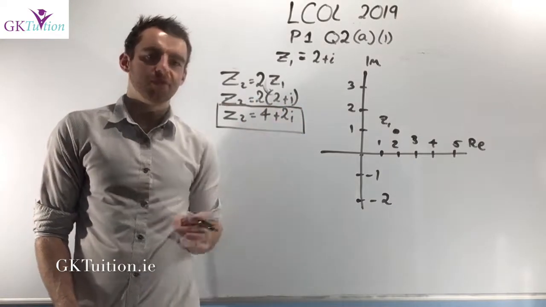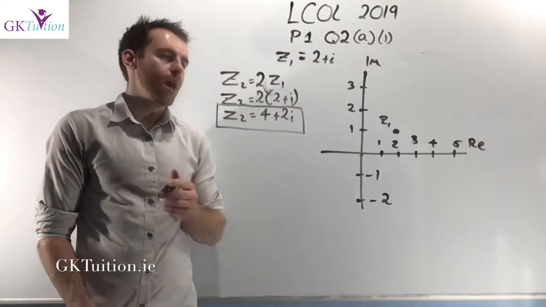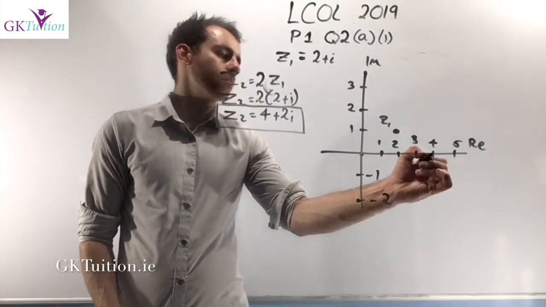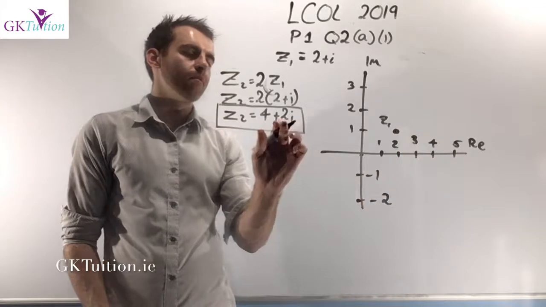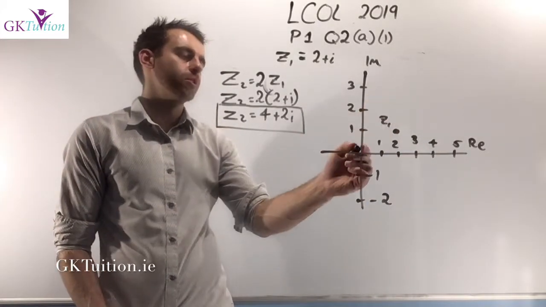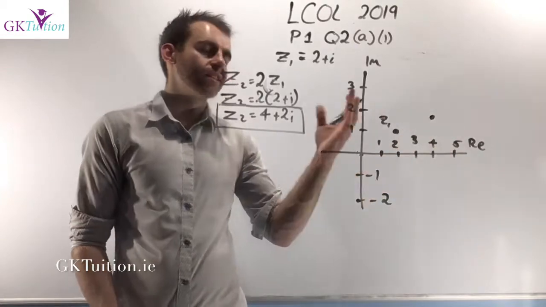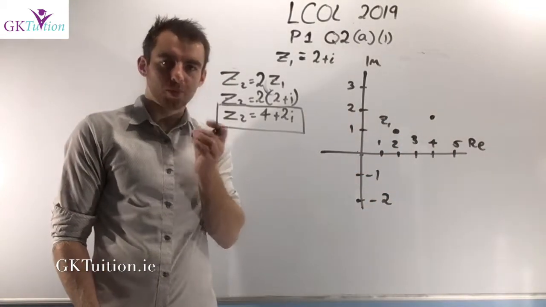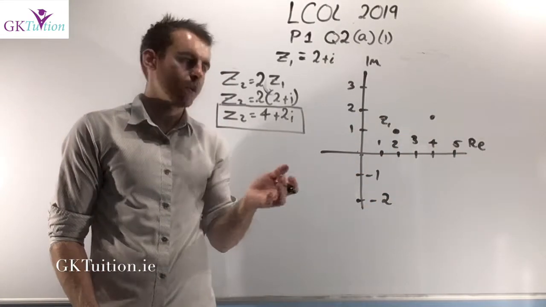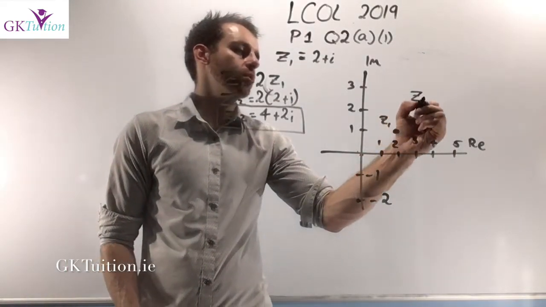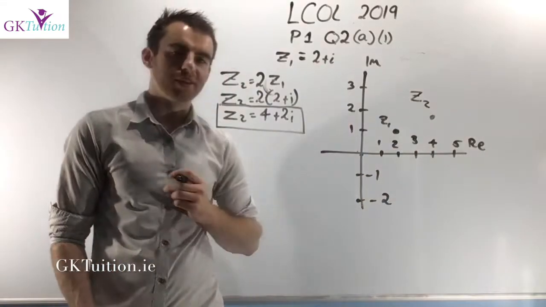Obviously that is part of your answer because it asked you to find that. And now we need to plot it. My real number is 4, so that means I'm going over to 4. And then my imaginary number is 2, so that means I'm going up to 2. So it's 4 and then 2, which is here. It's the same as if you were plotting the point 4, 2 on a coordinate grid. So real is 4, imaginary is 2, so this point here is the point Z2.